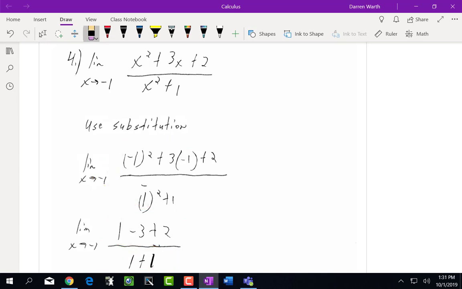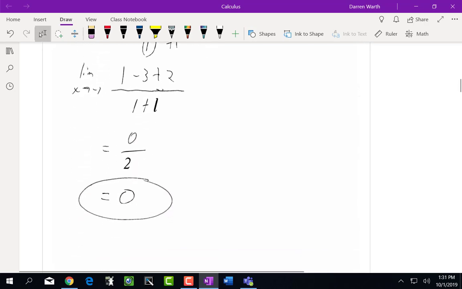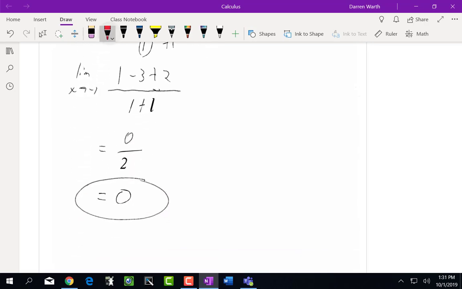So simplifying that down, I got -1 minus 3 plus 2, so -1 minus 3 is going to be -2, and -2 plus 2 is 0. And then in my denominator, I have 1 plus 1, which is 2, and 0 divided by 2 is going to be 0.